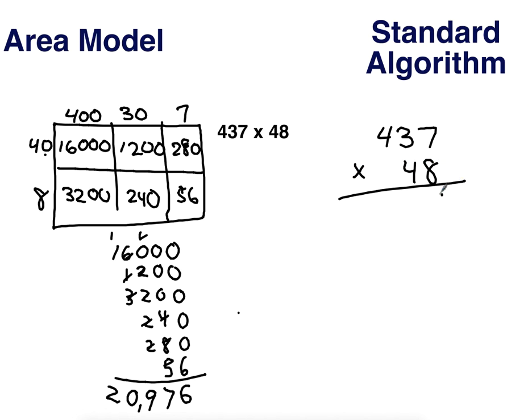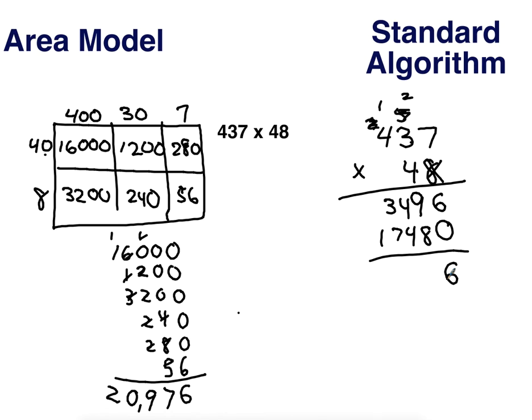Know your math facts. 56, 24, 29, 32, 34, 28, 12, 14, 16, 17. 20,976, and these match, and we could see that we're correct. If they don't match, you made an error on one side or the other.